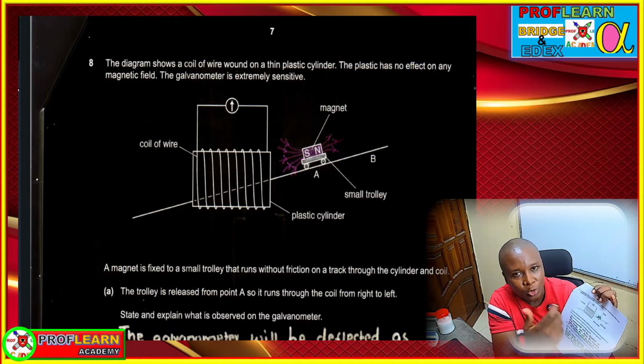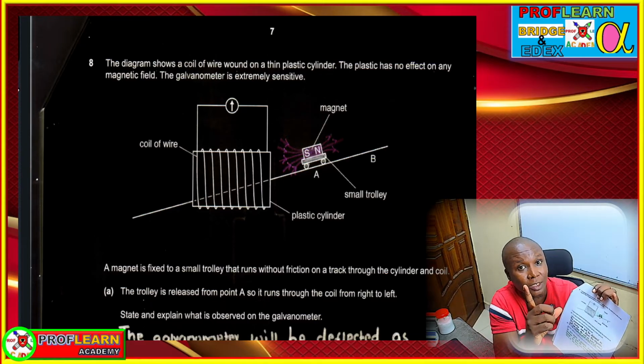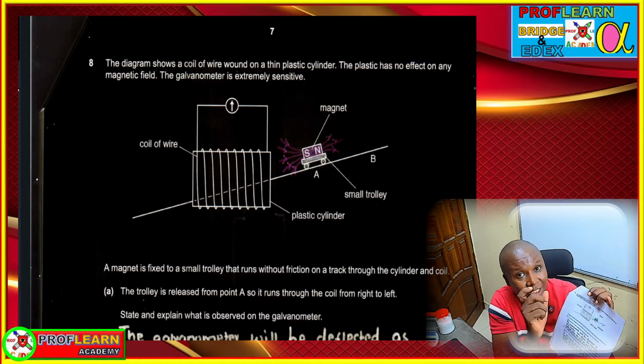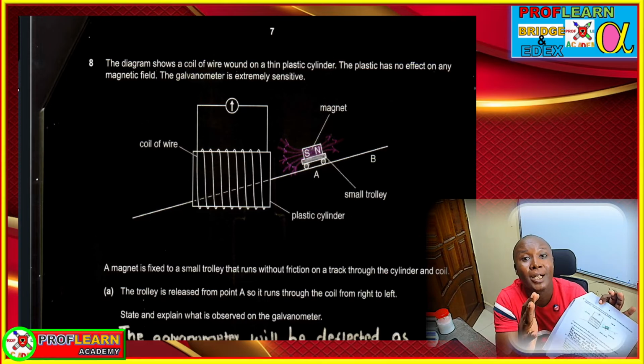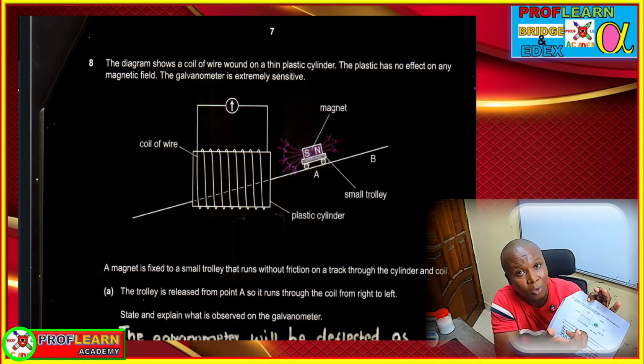So the amount of EMF induced, the amount of voltage that is going to be induced here, will depend on two factors. Number one, it will depend on the strength of this permanent magnet that we have here. So if we have a stronger permanent magnet, it's going to induce more EMF, so more current will flow, meaning there will be a larger deflection.